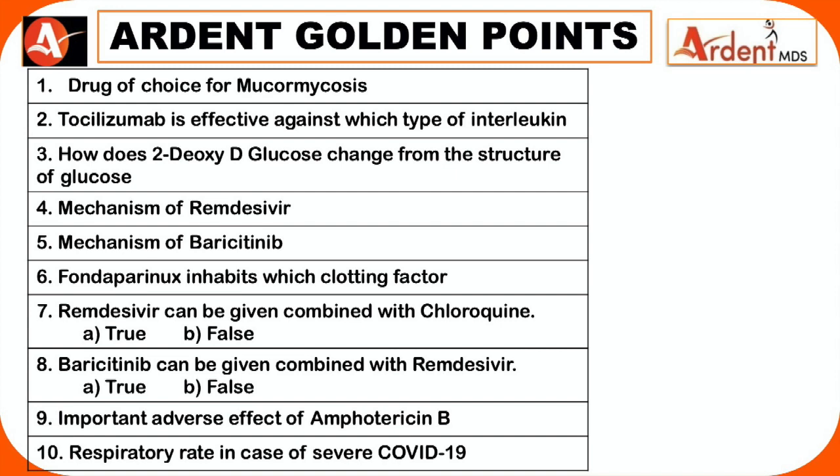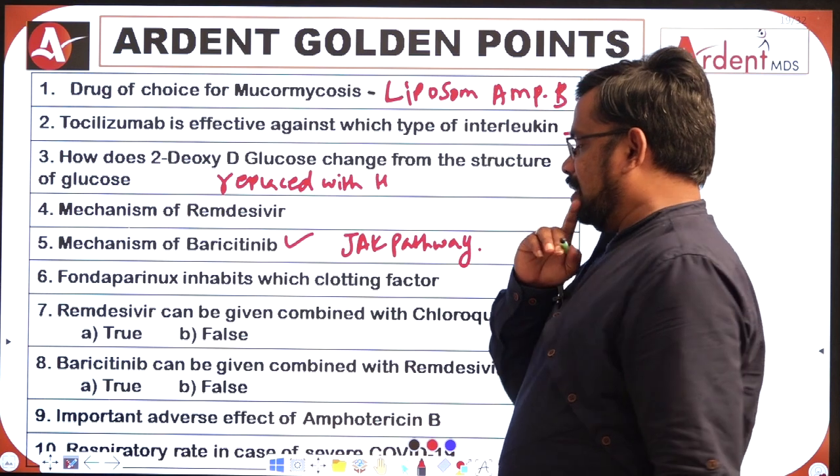How does 2-deoxy-D-glucose differ from the structure of glucose? In glucose, the 2-hydroxyl group is removed and replaced with hydrogen. The mechanism of remdesivir is that it inhibits RNA dependent RNA polymerase so that microorganism proliferation will be inhibited. The mechanism of baricitinib is that it inhibits the JAK pathway so that it inhibits the release of interleukins.